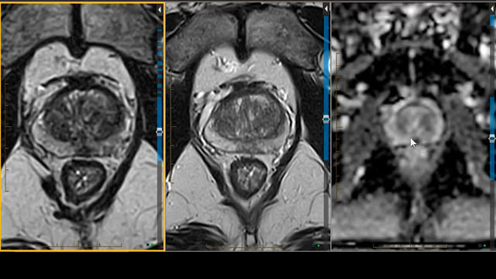corresponding to a focal nodular area of well-defined diffusion restriction that shows up bright on the diffusion image and dark on the ADC map. These other areas are suspicious. I would personally read them as RADS 3s. One was read as a 3 and one was read as a 4.